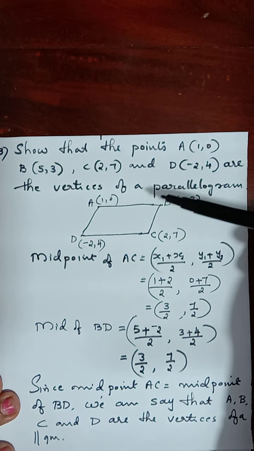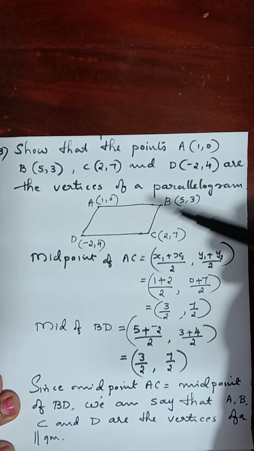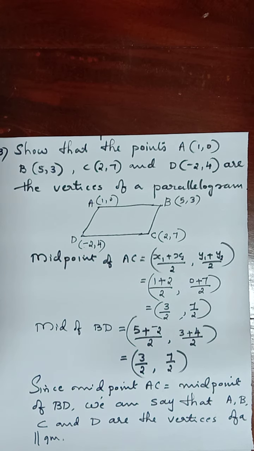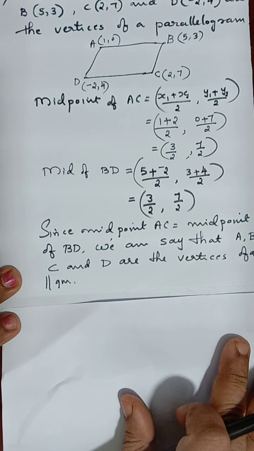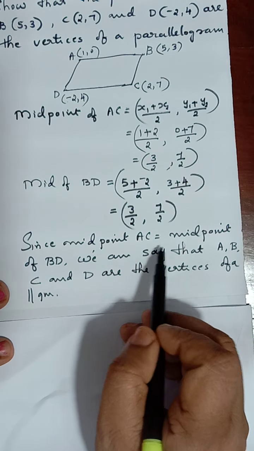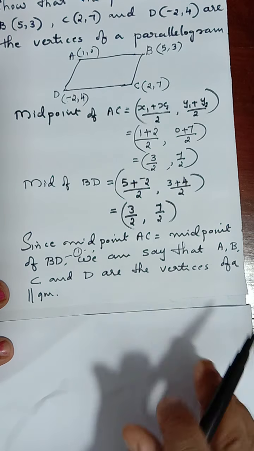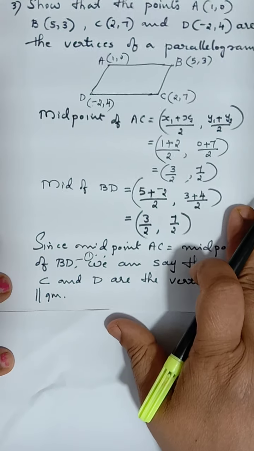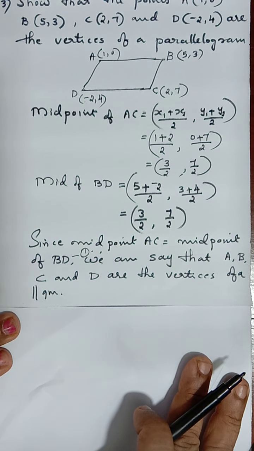And one more point is essential: in order to say that they are the vertices of a parallelogram, we can show that opposite sides are equal in length. By distance formula we can prove it. If you do it, it is good. That also you have to do. This is the first point to be shown: midpoint of AC, midpoint of BD equal. Second point is opposite sides are equal. That also we can show. Let us find out the opposite sides.